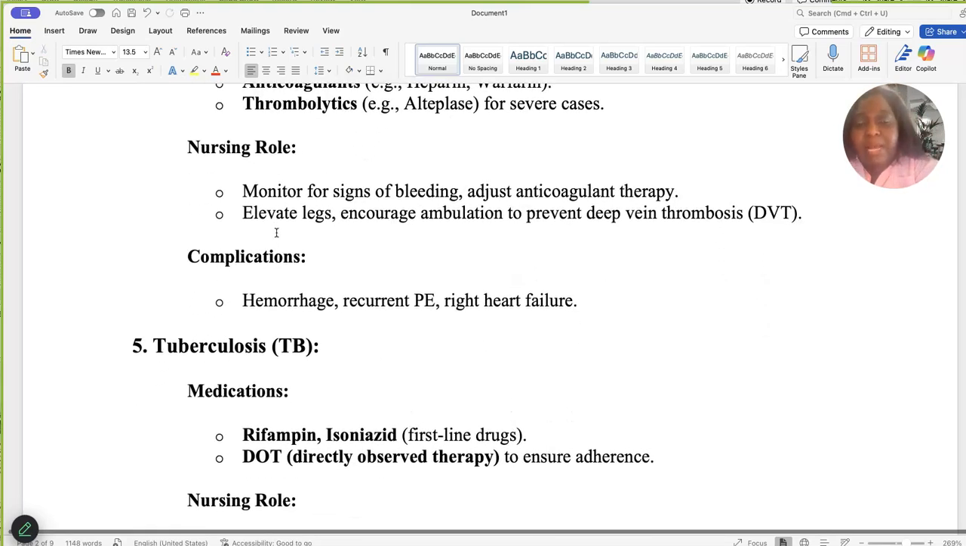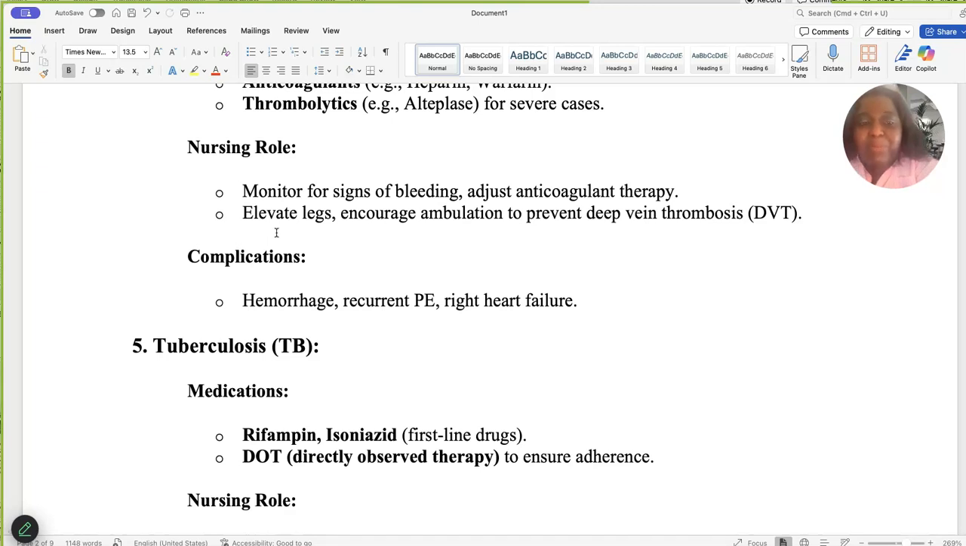What is your job as a nurse in managing somebody with pulmonary embolism? You want to monitor for signs of bleeding. You want to adjust anticoagulant therapy. You want to elevate the legs. You want to encourage ambulation to prevent deep vein thrombosis.